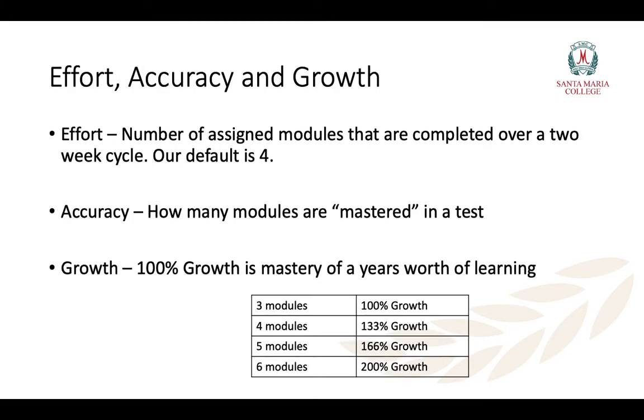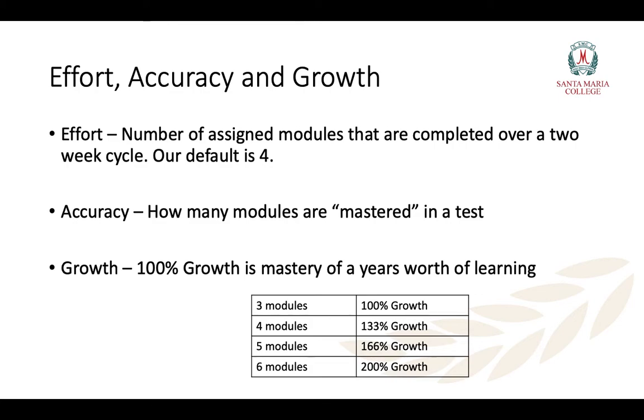So we've talked a little bit about effort, accuracy and growth, and as I said before, when you log into the parent portal, you'll be able to see those three bits of information on your girls. The effort comes from a percentage of how many of the assigned modules they completed over the 2-week cycle. So our default number of modules is 4.